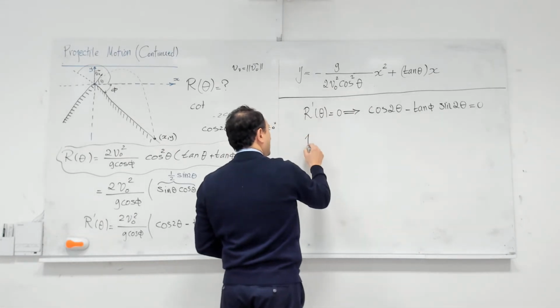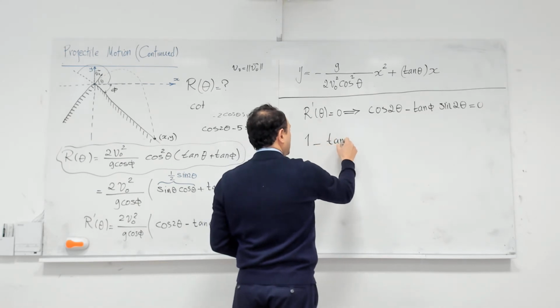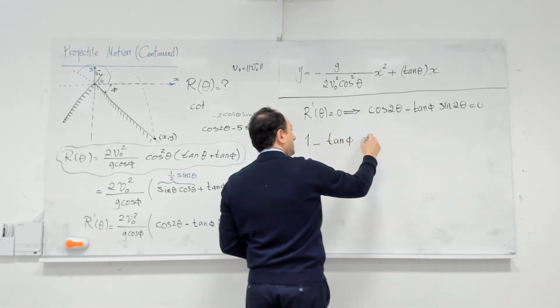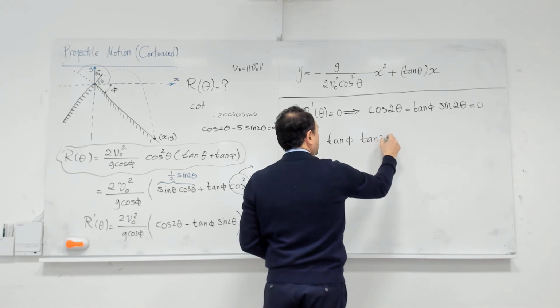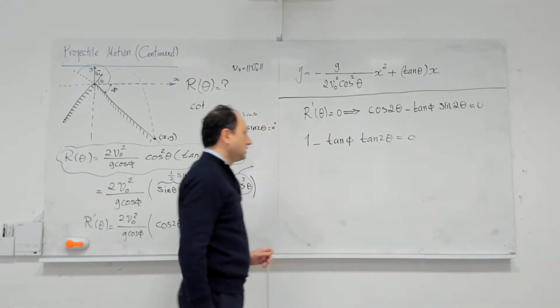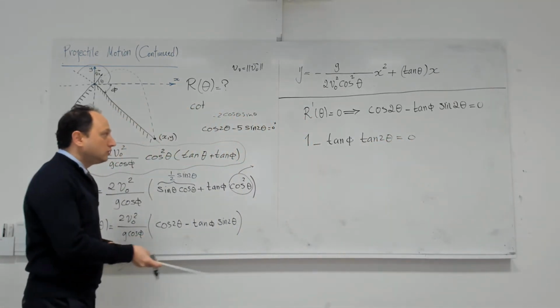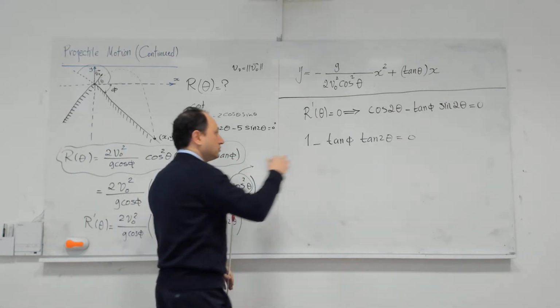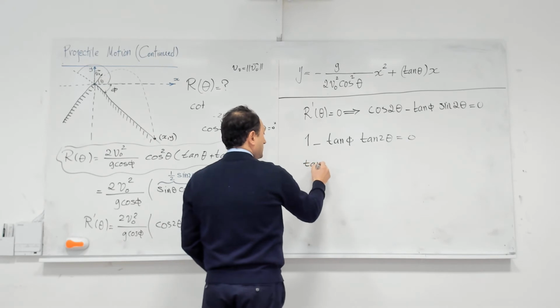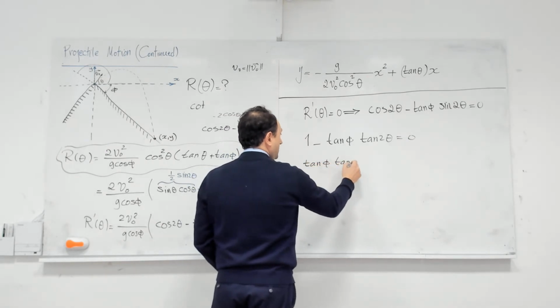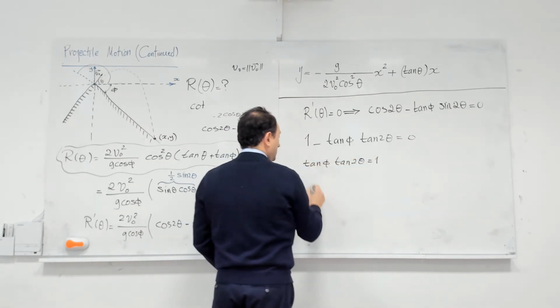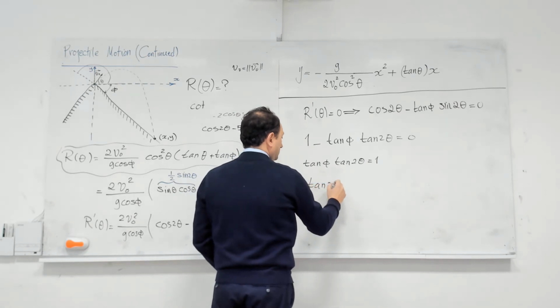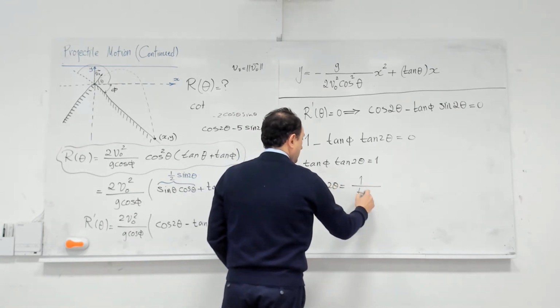Cosine 2 theta is 1 minus tangent phi, and then what do I have there? Tangent 2 theta equals 0. Yes? And then what is your unknown? Your unknown is theta, so you have to make it alone. So you have to move it the other way around. So tangent phi, tangent 2 theta becomes equal to 1. So tangent 2 theta becomes 1 over tangent phi.